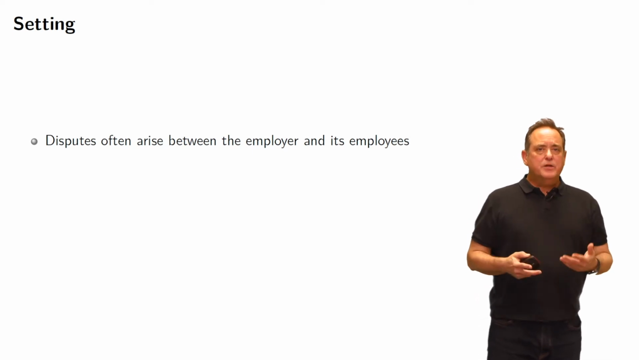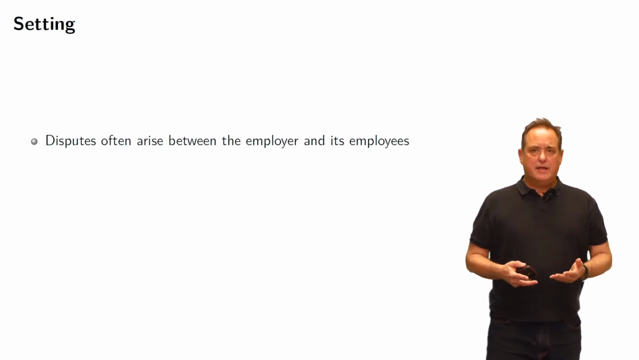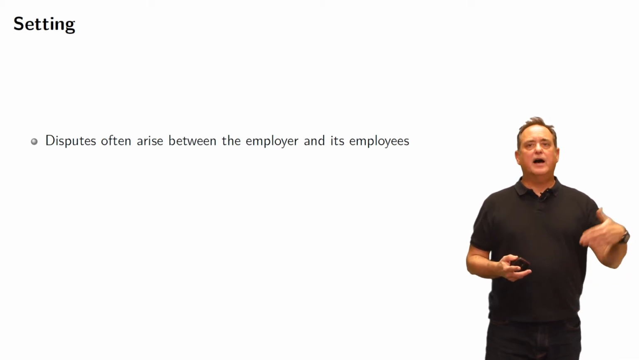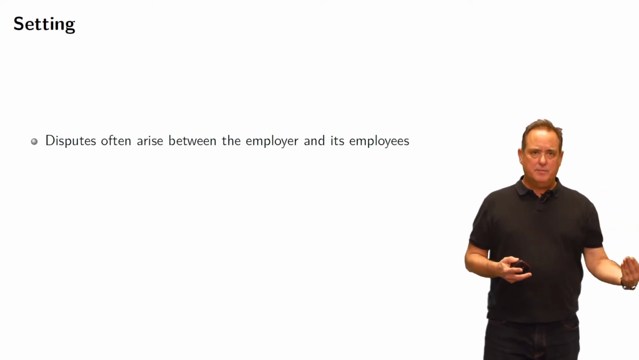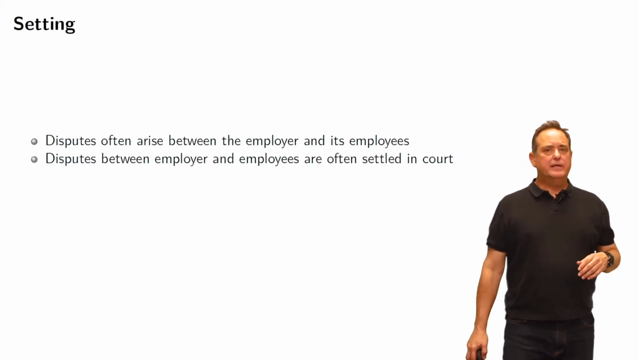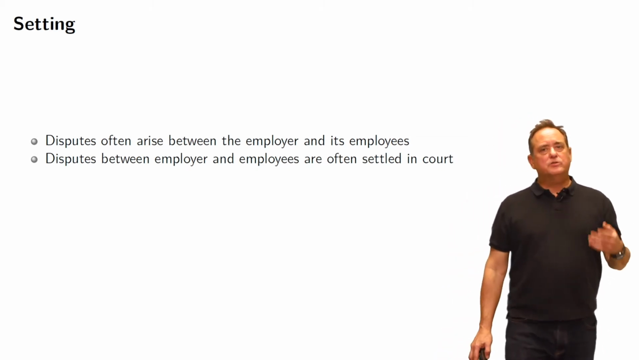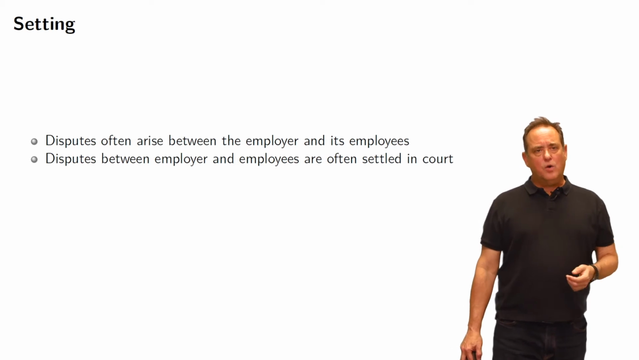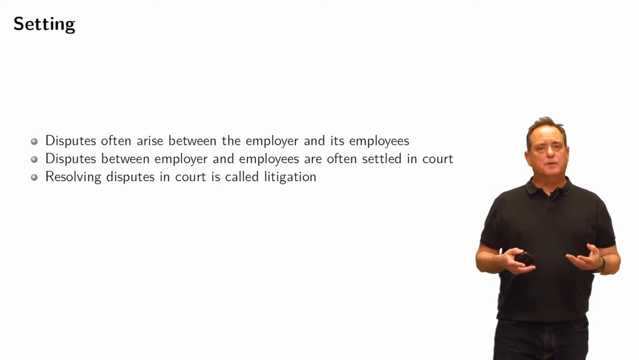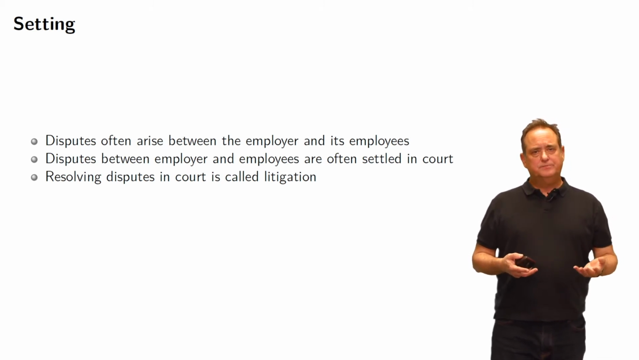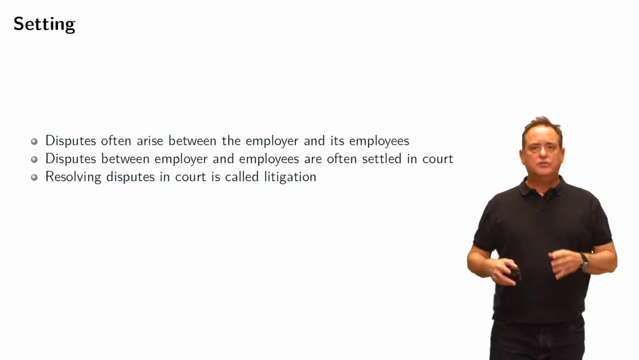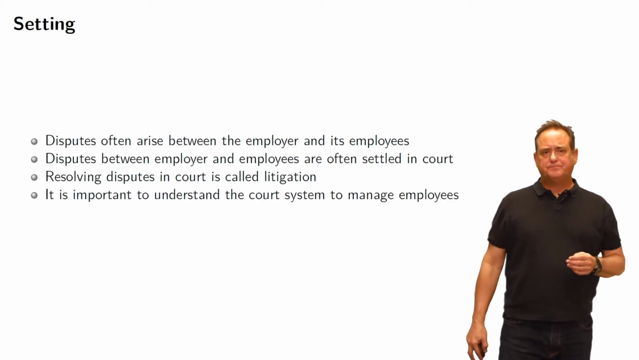We know that disputes often arise between an employer and its employees. That this is a thing that happens. I didn't get paid enough. I got discriminated against. I didn't get my overtime. Disputes will often happen between an employer and its employees. And we know that these disputes oftentimes are resolved in a court, in the court system. And resolving disputes in the court system is a process called litigation. And so when I talk about litigation, I'm essentially talking about the public resolution of employment disputes.